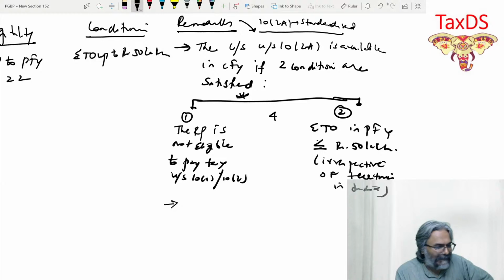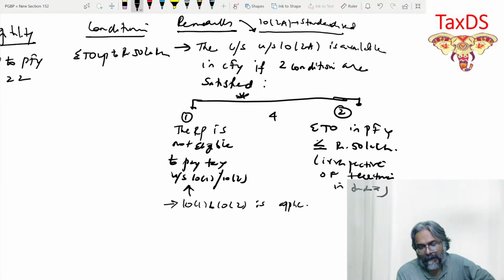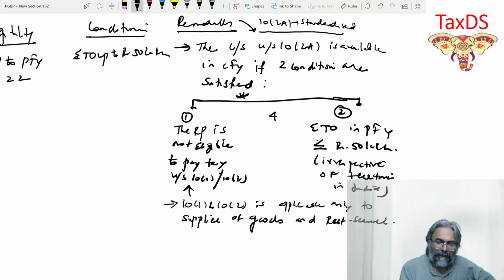Now, in this next point, I have to first establish, students, whether 10.1 and 10.2 are applicable to him. No. Why is it not applicable? Because 10.1 and 10.2 are applicable only to suppliers of goods and restaurant service.